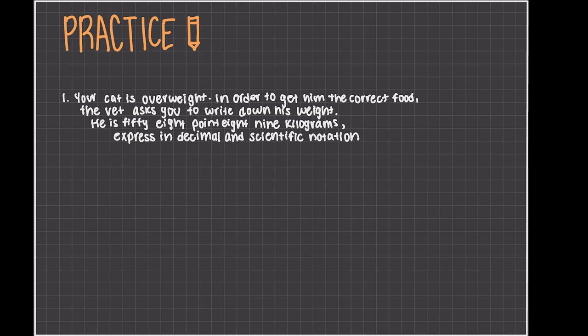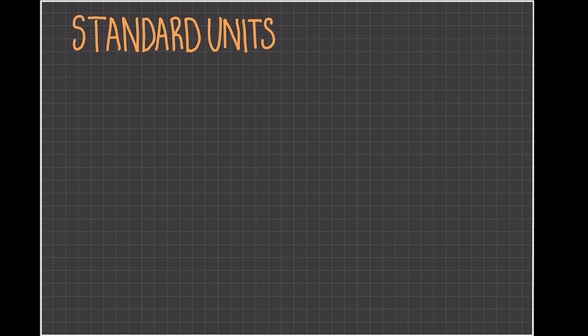So first, in decimal form, we write it as 58.89 kilograms. Now, in scientific form, we need to move the decimal to the left, which means you add a positive 1 exponent to your 10. Now, you might be wondering why we're using kilograms and not grams. Well, that's because it is a standard unit.